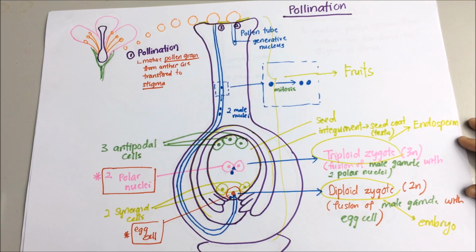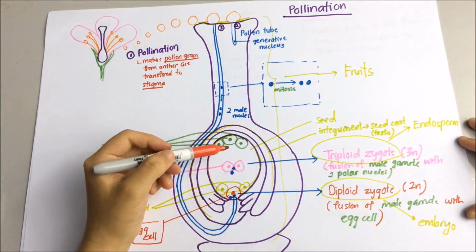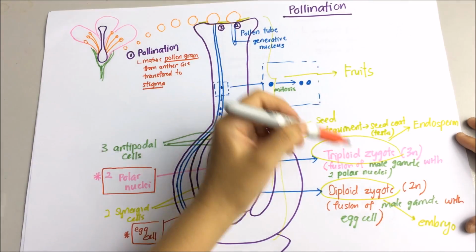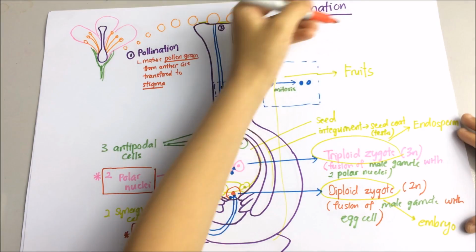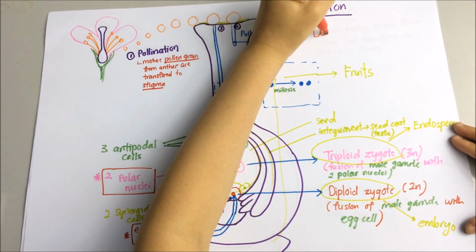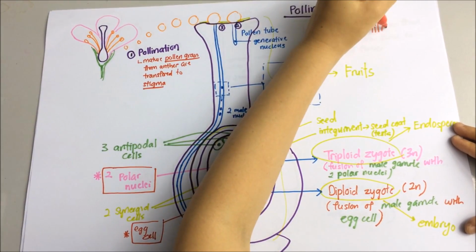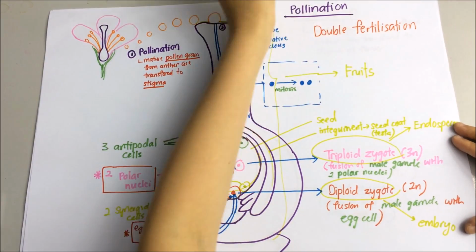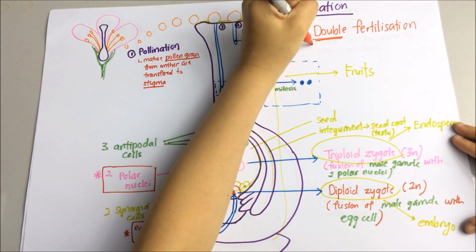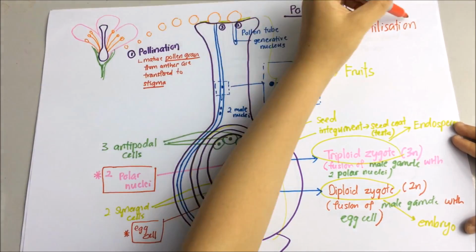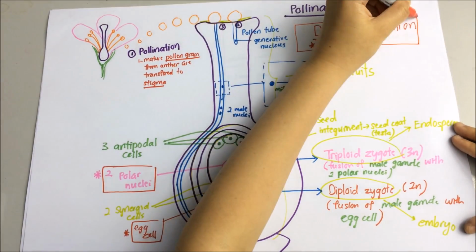Now let's recap the core process that happened here, which is the fusion of two male nuclei with different nuclei in the embryo sac to form a triploid zygote and a diploid zygote. And this process is known as double fertilization. So please remember, the keyword is double fertilization.